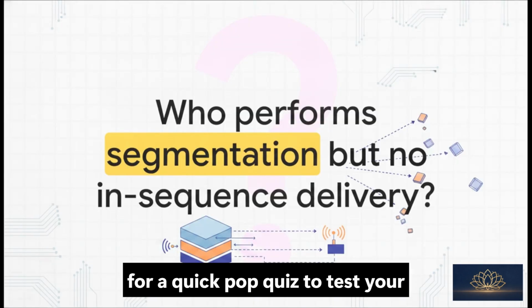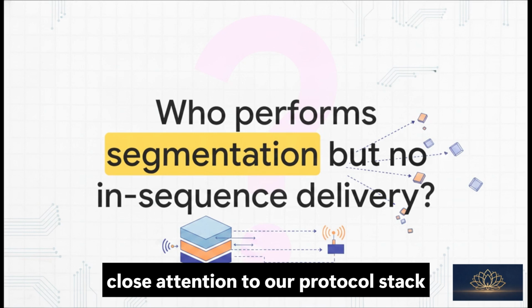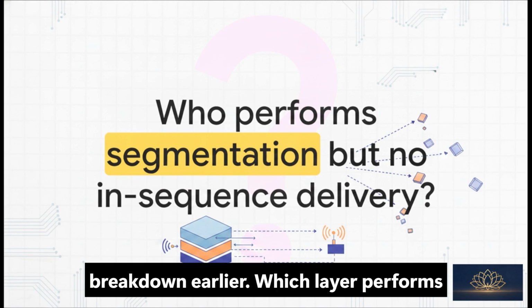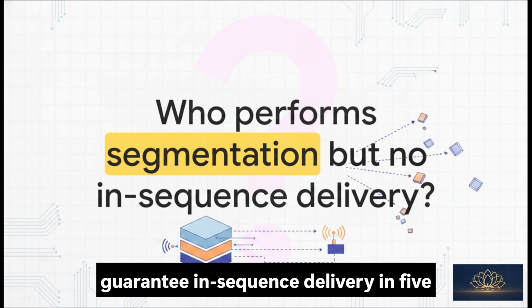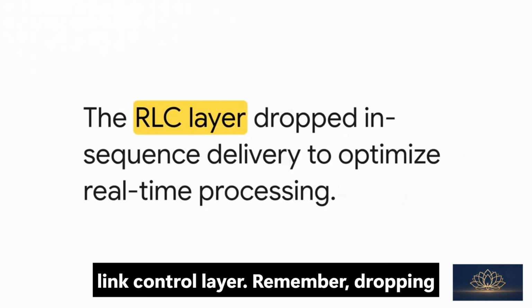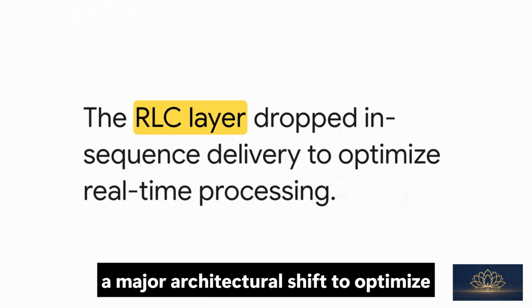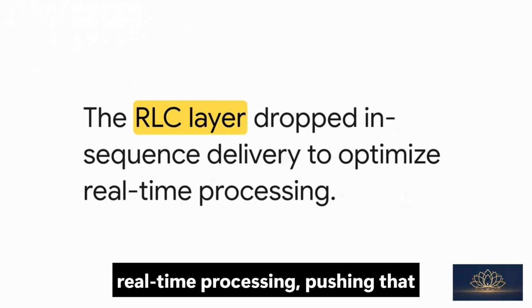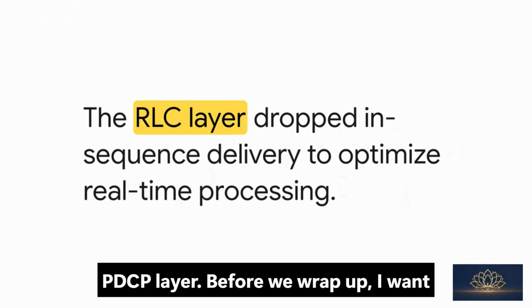Okay, time for a quick pop quiz to test your memory and simulate our classroom assessment. Let's see who was paying close attention to our protocol stack breakdown earlier. Which layer performs packet segmentation but does not guarantee in-sequence delivery in 5G NR? It's the RLC, or Radio Link Control Layer. Remember, dropping that in-sequence delivery requirement was a major architectural shift to optimize real-time processing, pushing that reordering responsibility right up to the PDCP layer.